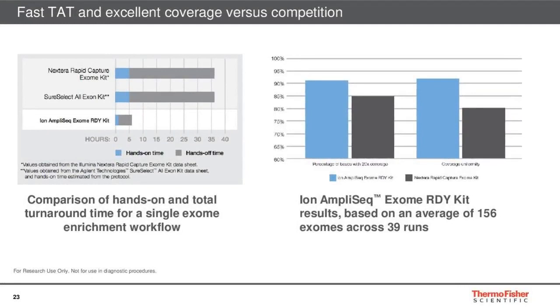So one of the key advantages of an amplicon-based exome workflow is the fast turnaround time and simplicity compared with hybridization capture approaches. The graph on the left-hand side of the screen shows a comparison of the hands-on and total turnaround time for a single exome. The AmpliSeq exome requires less than 50 minutes of hands-on time and can be completed in less than 8 hours. Exome kits from Illumina and Agilent require much longer workflows with more hands-on time.